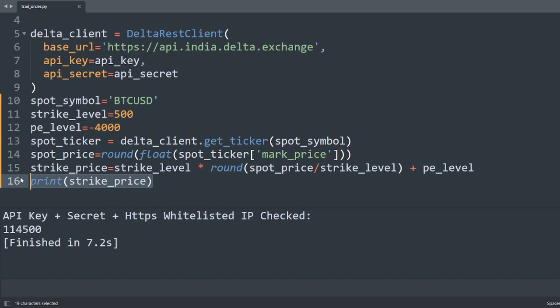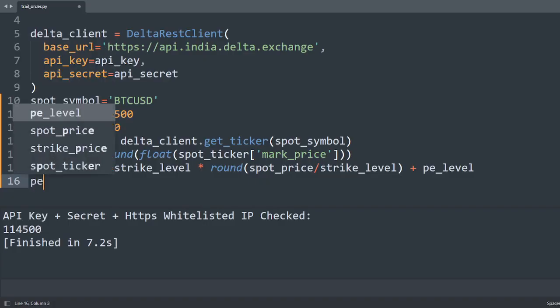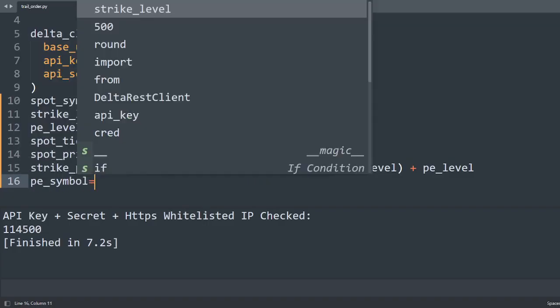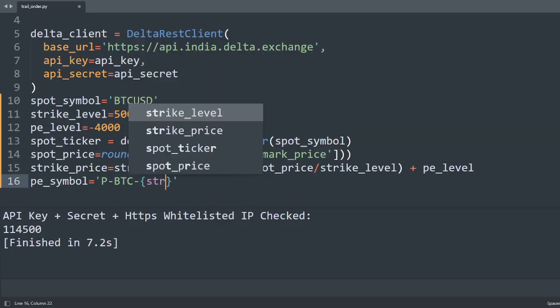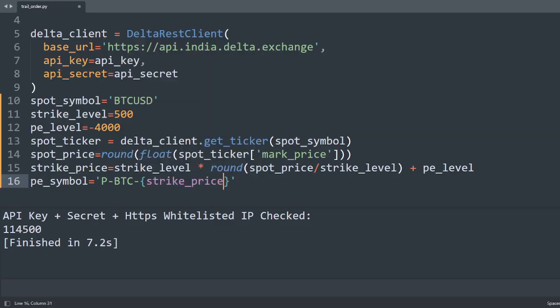Now I have to come to our symbol. I have to talk about the option symbol, or otherwise we can call it p underscore symbol, because symbol is already there. You start with the P in capital, then BTC will be there, and here we have to give the strike price. Whichever it is, as of right now we are at ATM, so whichever we can give as a strike price, and with the P level you can go. At least the strike price we got is ATM, so ATM is fixed.